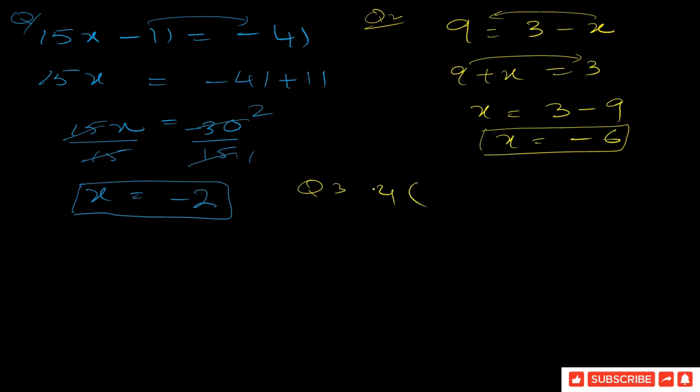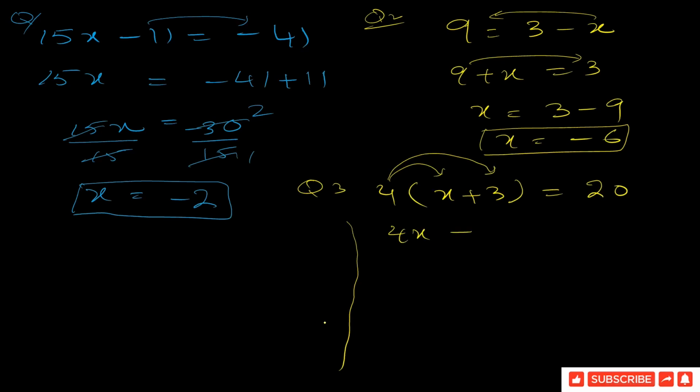4 times x plus 3 equals 20. Now here we can solve two ways. First method is that we can open the bracket, and then multiply 4 with x and 3. 4 times x is 4x plus 4 times 3 is 12 equals 20. We cannot multiply 20 with 4 because there is nothing here. We just opened the bracket.